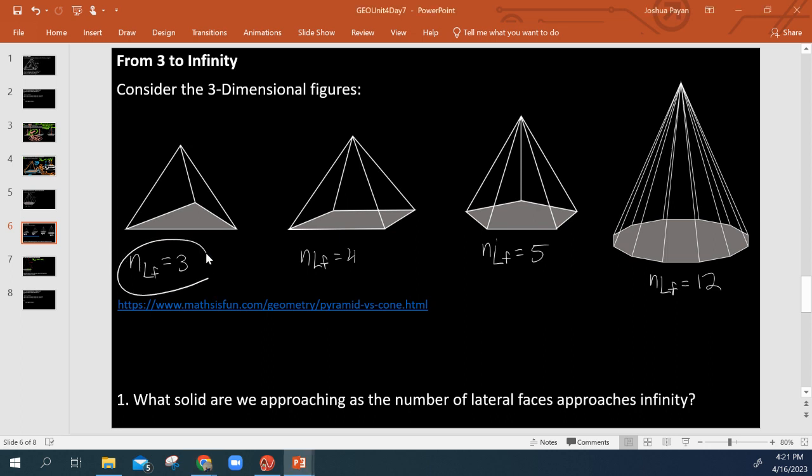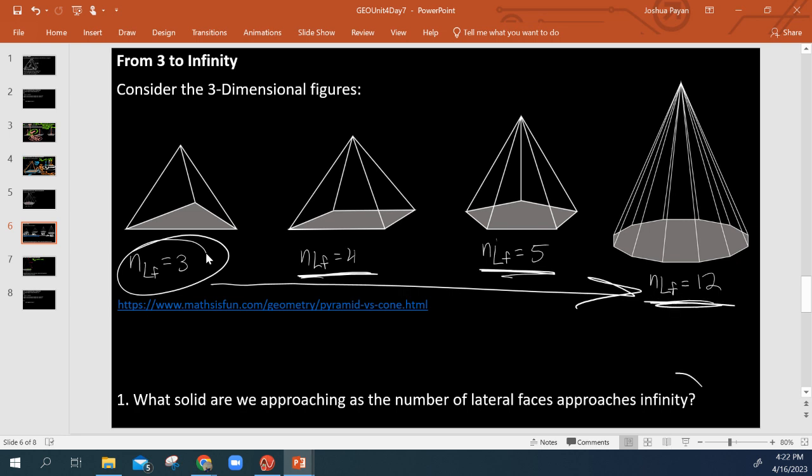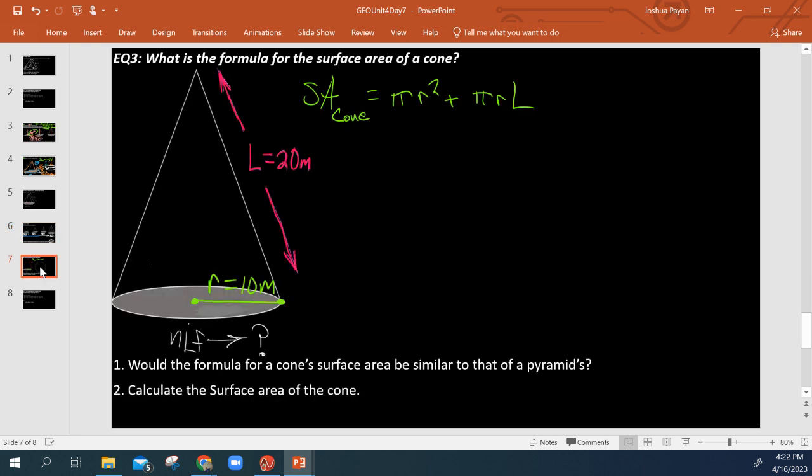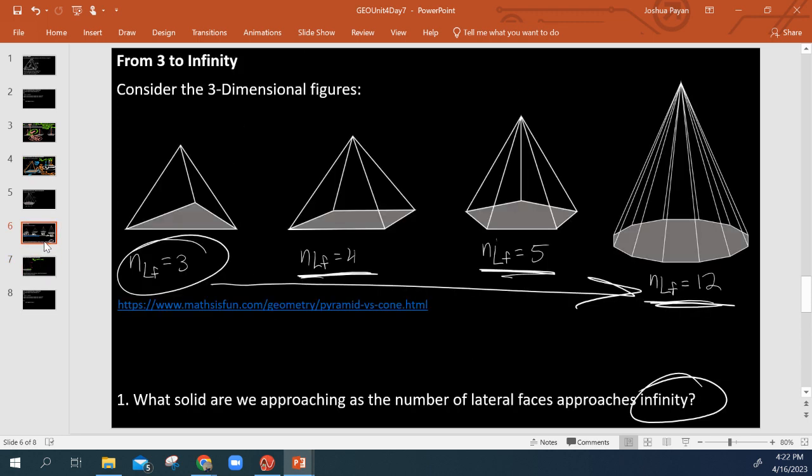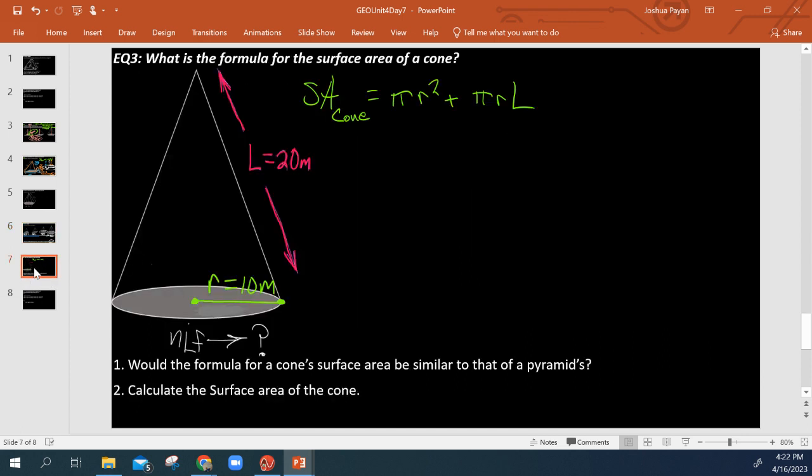Hint, hint. So we've got these illustrations here showing that as the number of lateral faces goes up, as we start approaching infinity, we obviously approach a cone, because these are regular pyramids. Just like anything else, the number of side lengths and vertices on a regular polygon as it goes up to infinity, we approach a 360-degree arc, aka a circle. So inevitably we come to a cone, right?